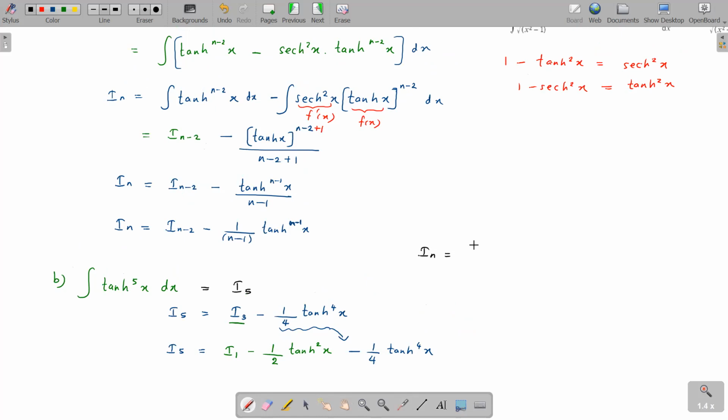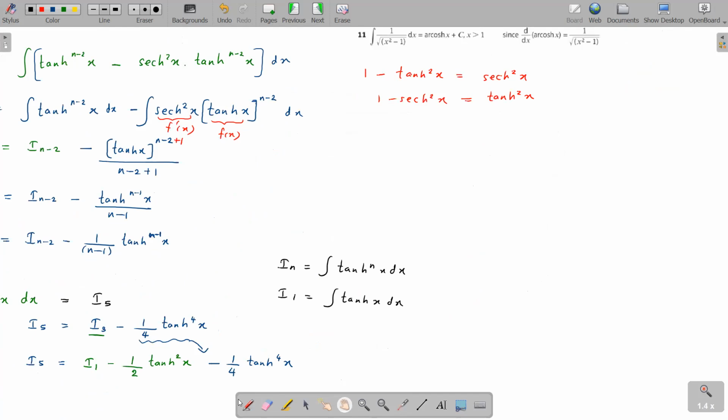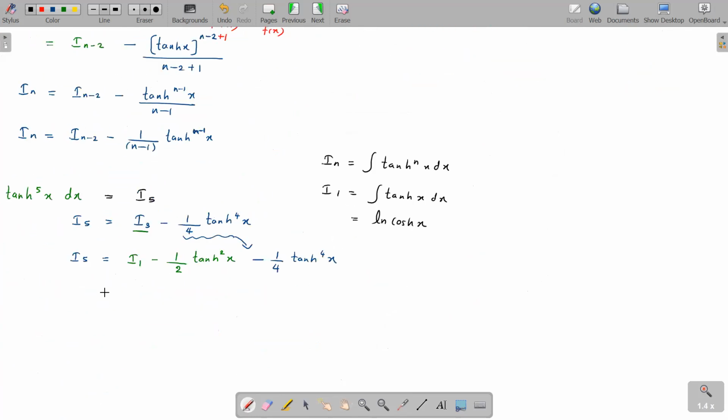You know I n is tan to the power n x, right? So I1 is equal to simply the integration of tan x. Okay, so the integration of tan x is given here: integration of tan x is ln cos x. Do you agree? So then input the values here now. So what do we get here? I1 is equal to ln cos x, right?